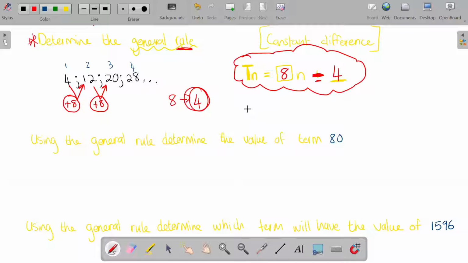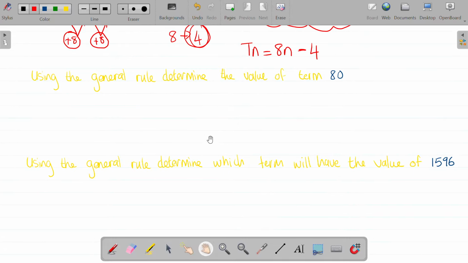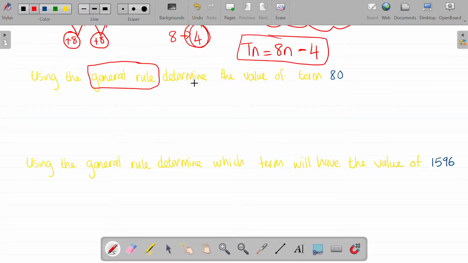So your final answer to the question, determine the general rule, is going to be Tn equals 8n minus 4. So that is how we do that question. Okay, let's have a look at this question over here. It's all related. The question is using the general rule. So using the rule that we just got, the formula that we just got over here, determine the value of term 80.